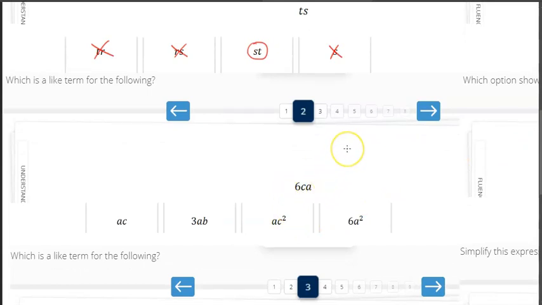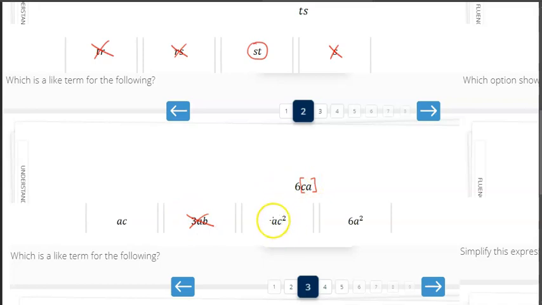So again, all we need to look for is anything that involves a C and an A being multiplied together, regardless of whether there's a number in front of it or not. Now we can see here that there is an AC, which is the same as CA, and because there's no number in front, it doesn't necessarily matter. We know that this could be the like term. Effectively, it is the like term, but let's just double check. This one can't be it because there's a B involved and there's no B there.